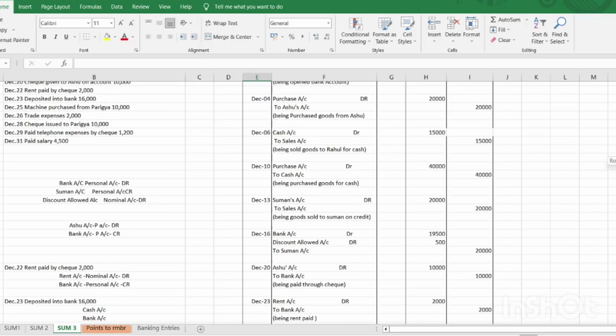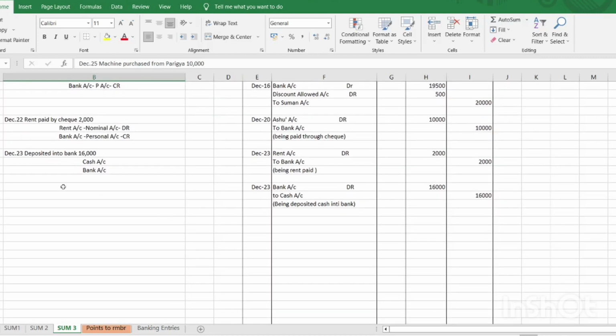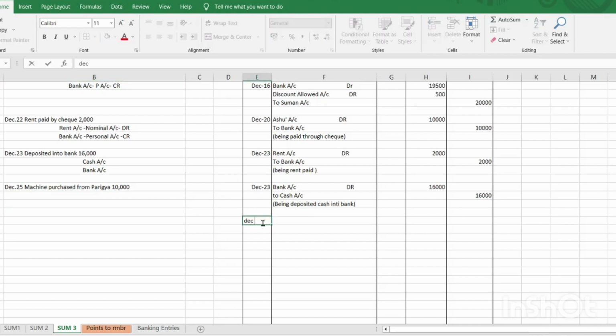Next we have on December 25th, purchased machinery from Pragya. Here again there is no mention of cash, it's bought on credit basis, so machinery is mentioned. We will take machinery account into consideration, debit that to Pragya's account for rupees 10,000, being purchased machinery.